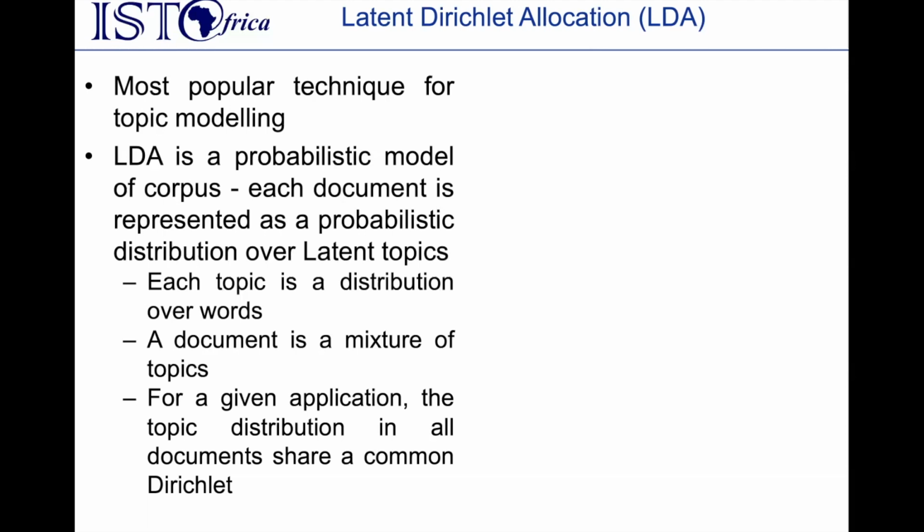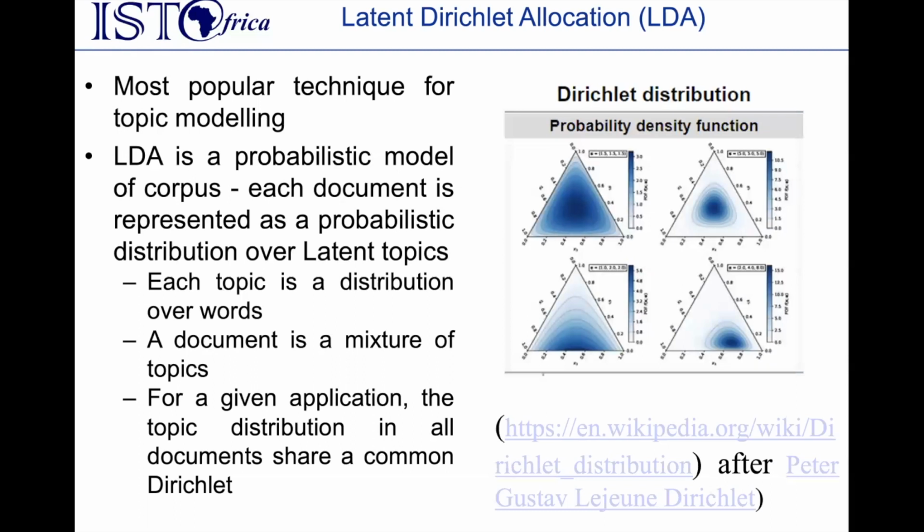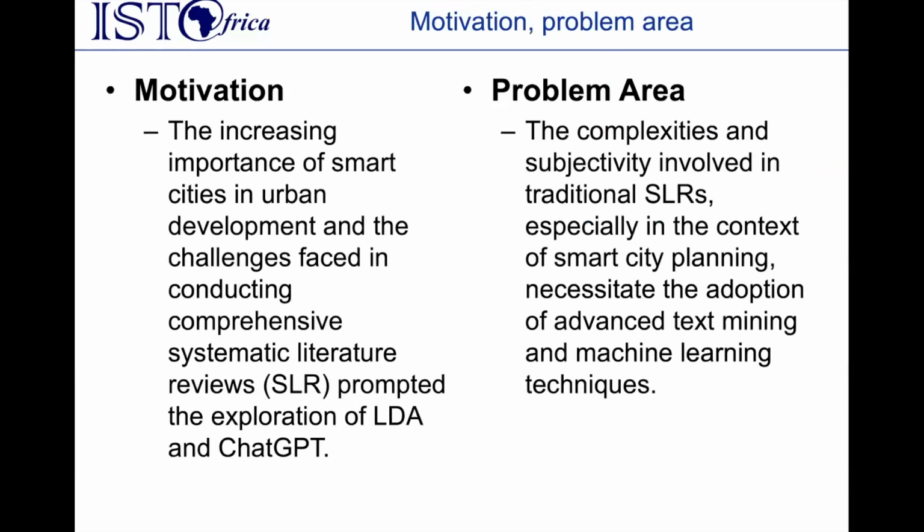And for a given application, the topic distribution in all these documents share a common Dirichlet prior. This is why it is called LDA. If you want more details, it's really based on a probability density function and is named after Peter Gustav Dirichlet. So given that background information, this is the motivation that led me to do this research.